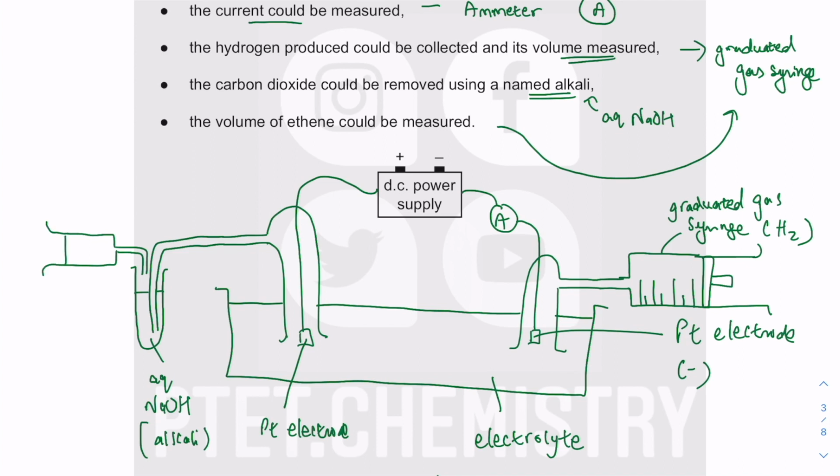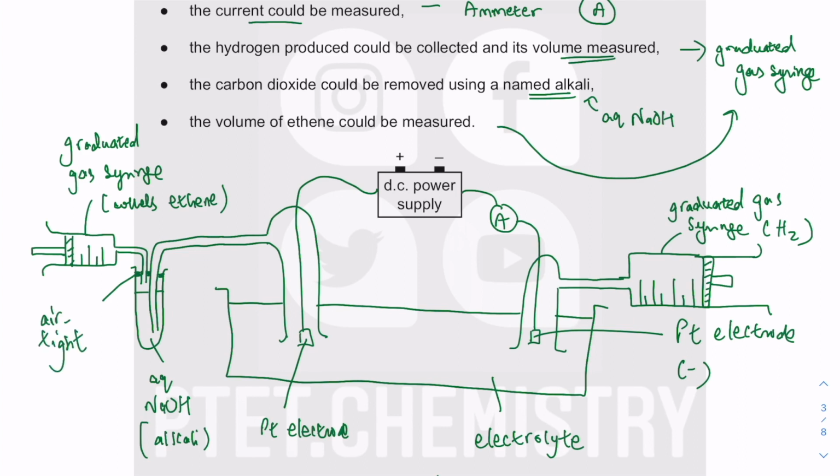All right, so I need a stopper like this, I guess. Yep, that should do. So there's the piston there. I also need it to be graduated gas syringe, and this will be the one that collects ethene or C2H4. And of course, this is gas collection, so I need it to be sealed, airtight. So you don't want to have any opening, otherwise your gas will just escape.